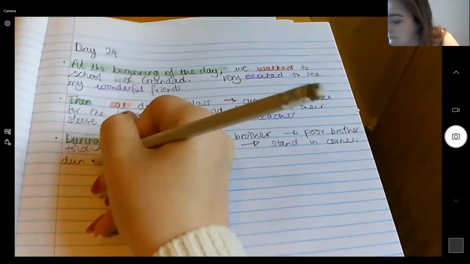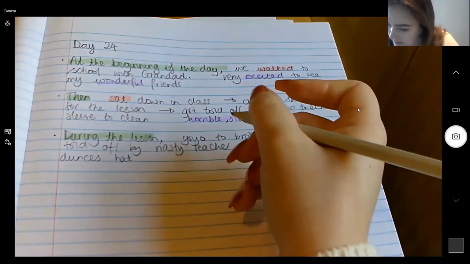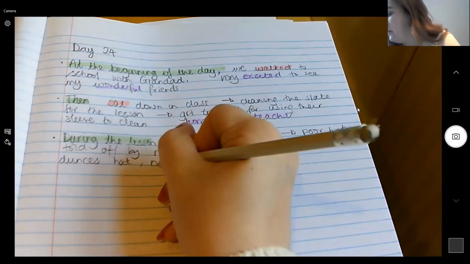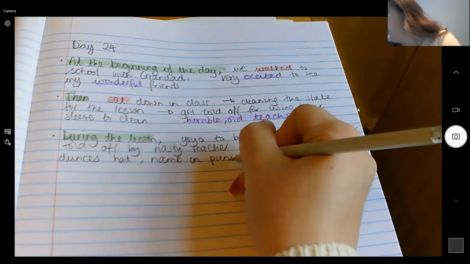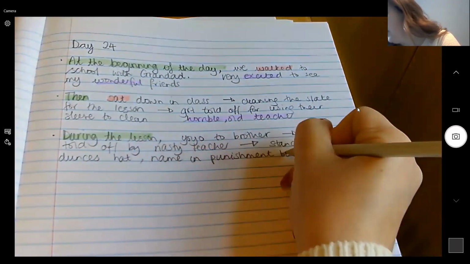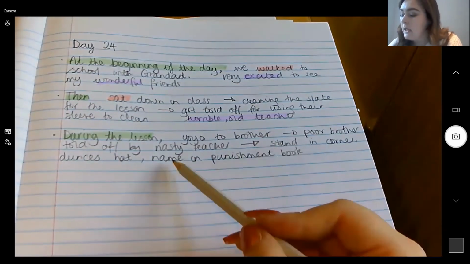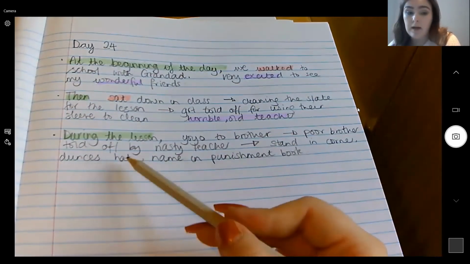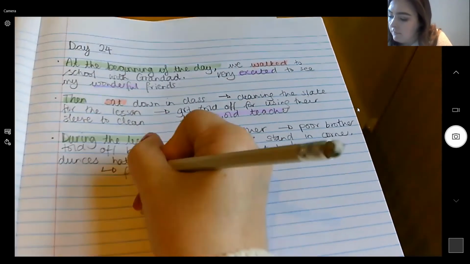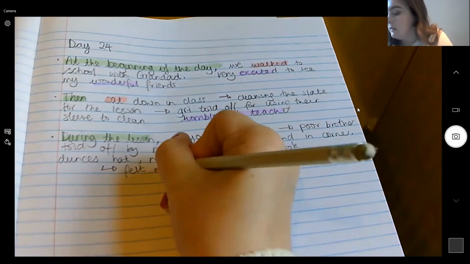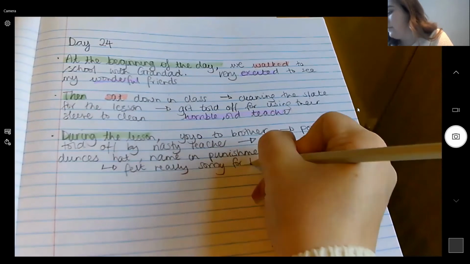Dunce's hat. And name in punishment book. So here we're talking about what had happened. With the dunce's hat, maybe you could talk about how you felt sorry for your brother. So I might just say, felt really sorry for brother.